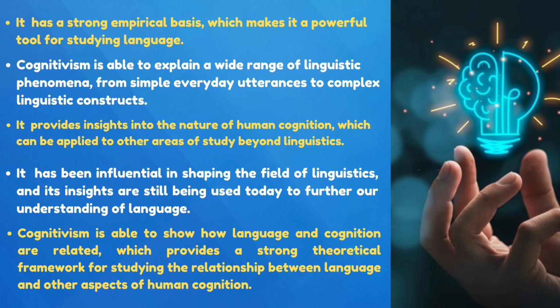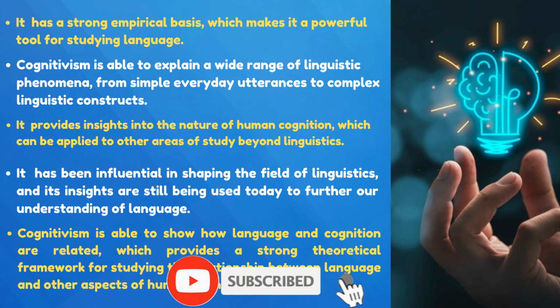Cognitivism is able to show how language and cognition are related, which provides a strong theoretical framework for studying the relationship between language and other aspects of human cognition.